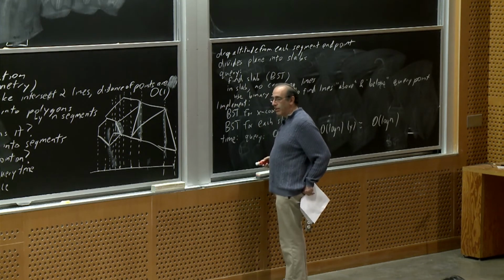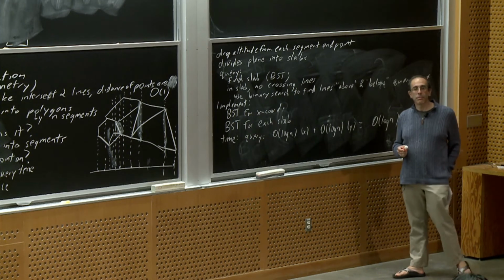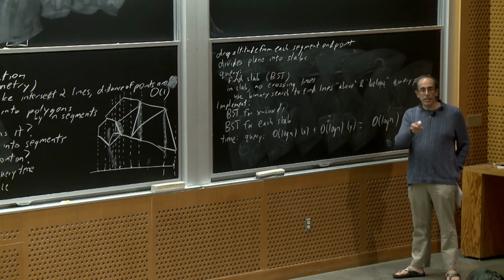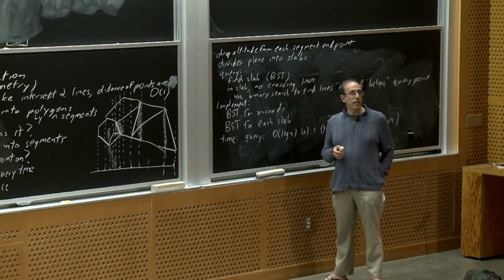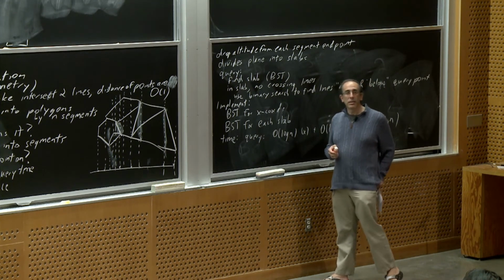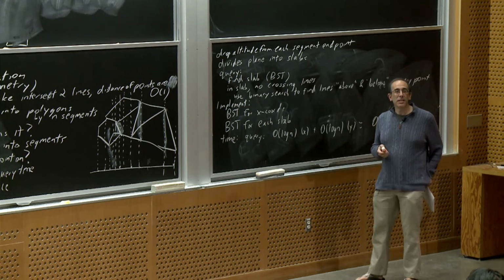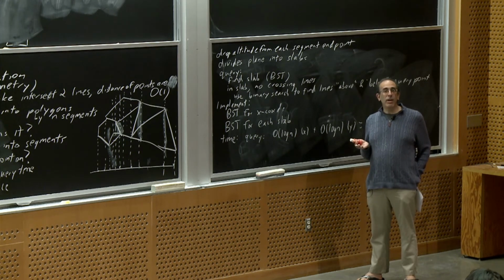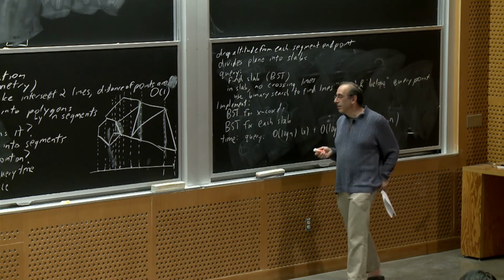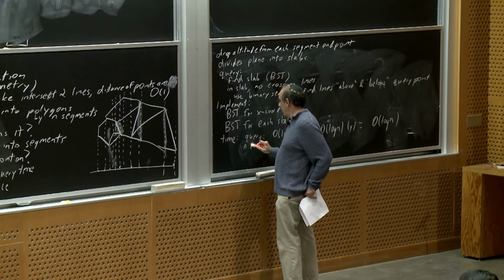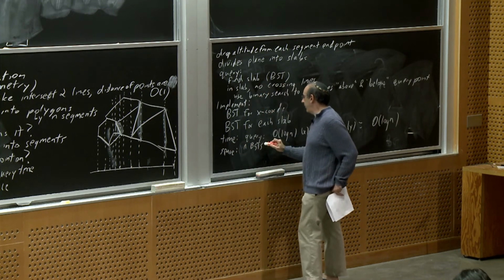But what's the drawback of this approach? Yes? A tree for each slab, and that might be really bad. Right. So how bad is it? How many binary search trees am I going to make? About n, right? Basically, every endpoint of a segment is going to cause me to make another binary search tree, right? So space-wise, I'm looking at n binary search trees, right?